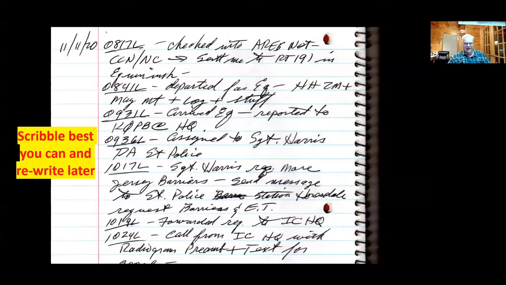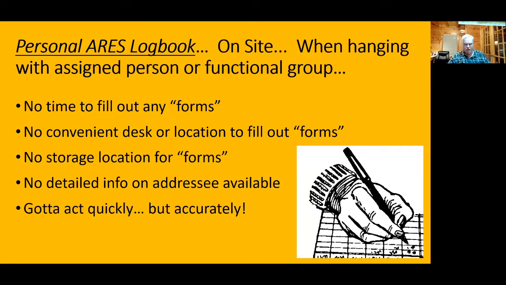So scribble it down in your personal notebook. Don't worry about what it looks like, whether you got cross-outs in or anything else, because you can always go back later and say to yourself, what did I mean when I wrote this down? And then write it out clearly in plain language.